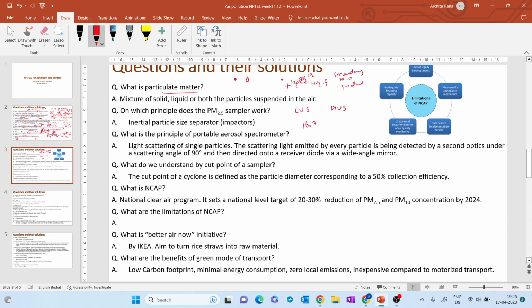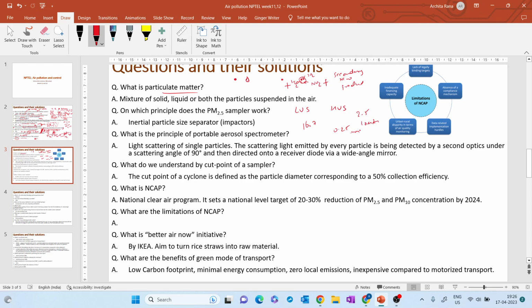Now another difference is the cut point. In some of the particulate matter analyzers, the cut point is 2.5. In another, there is 10 micrometer. Some go down to 0.25 micrometer. For example, for indoor pollution, we use something called a cascade impactor, which can go as low as 0.25 micrometer. So depending on the cut point of the sampler, there are also different types.